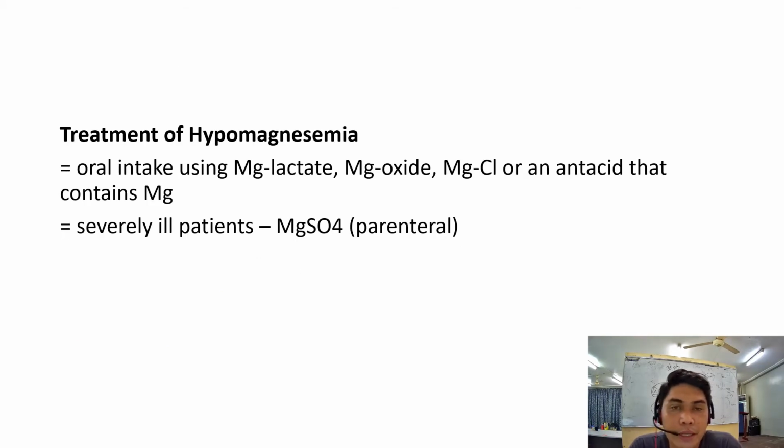Okay, so treatment of hypomagnesemia: oral intake using magnesium lactate, magnesium oxide, magnesium chloride, or an antacid that contains magnesium. For severely ill patients, they need parenteral administration of magnesium sulfate.